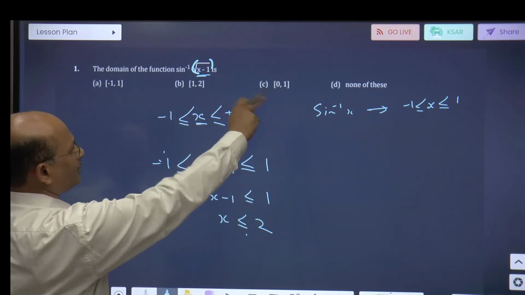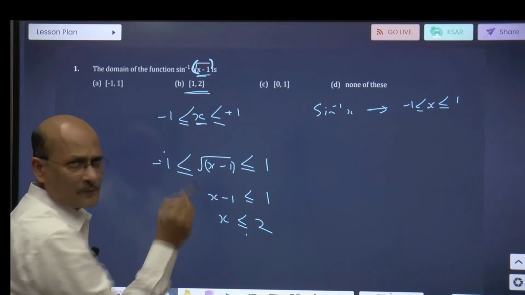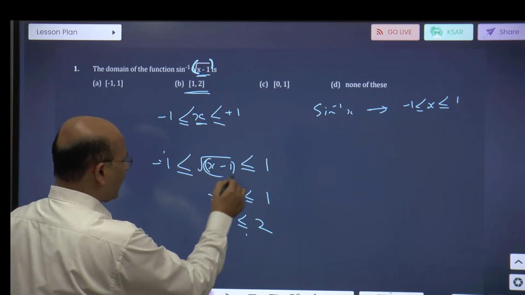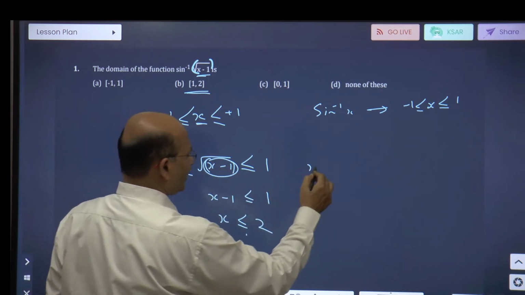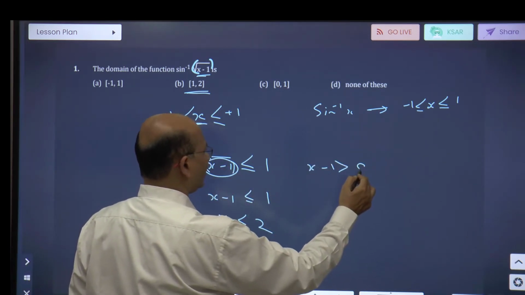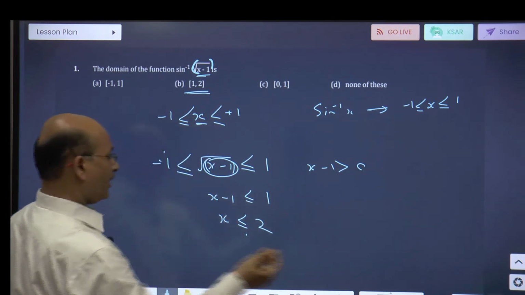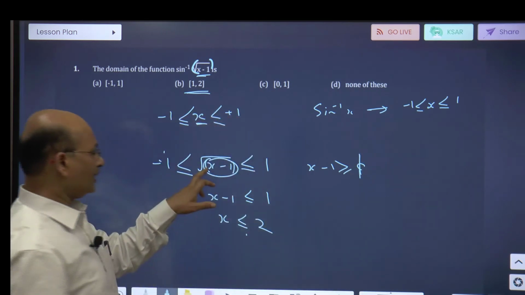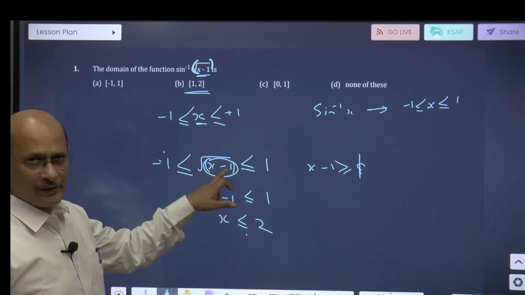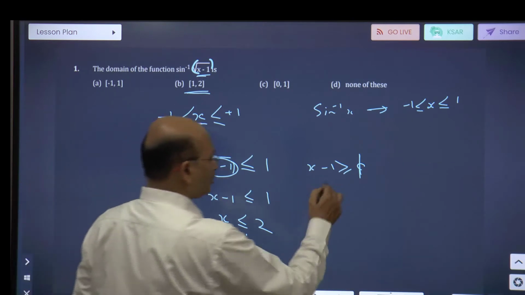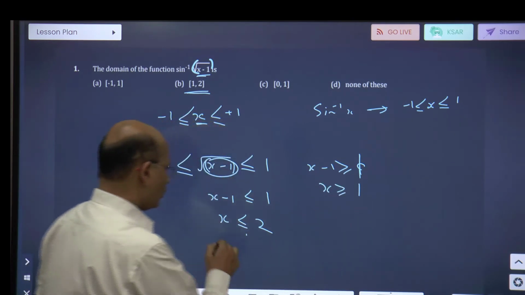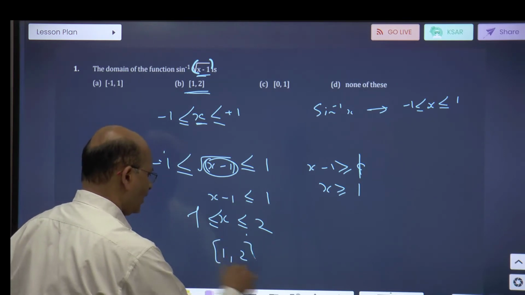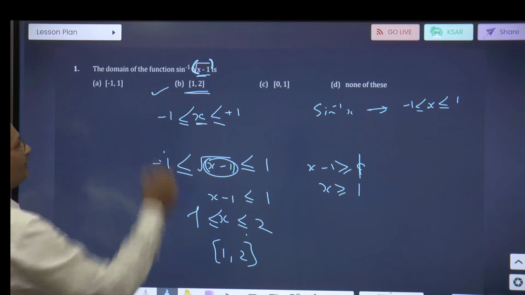So among all these options you can see here, this is the possible option. But when I say that I have to see the lower value also, when I look at the middle part, it is root of this thing, that means x minus 1 has to be greater than or equal to 0. Why? Because if I put minus 1, root of minus 1 will not be defined. Correct? So x is greater than or equal to 1. So what is the answer here? 1 comma 2. I mean to say D is the option.